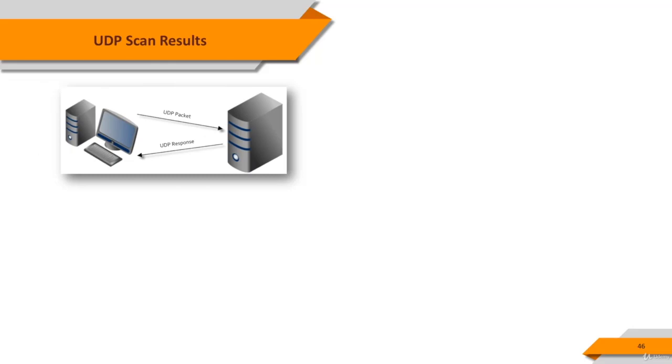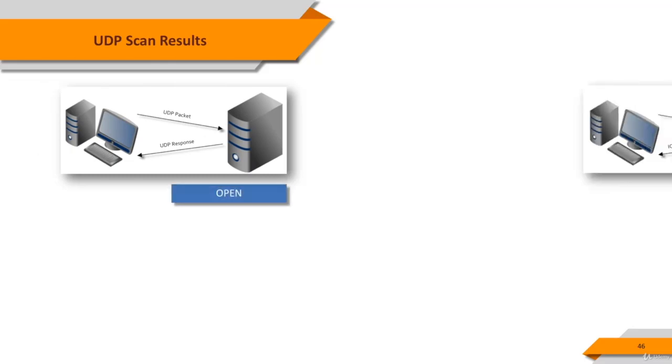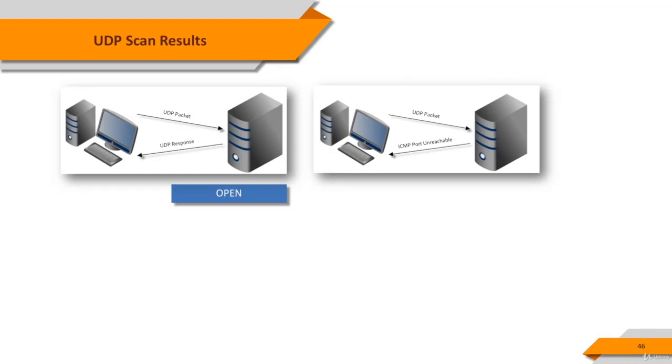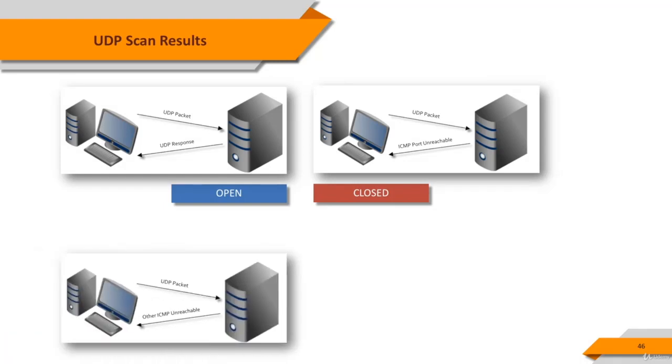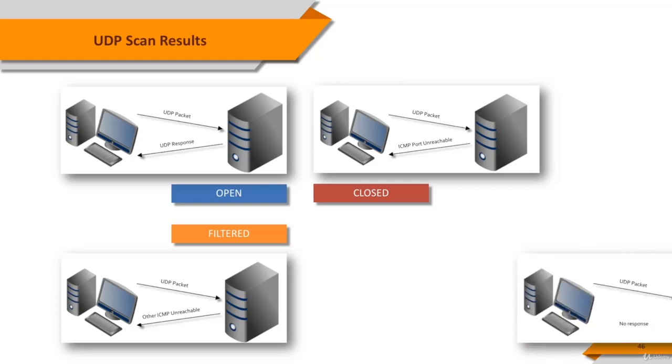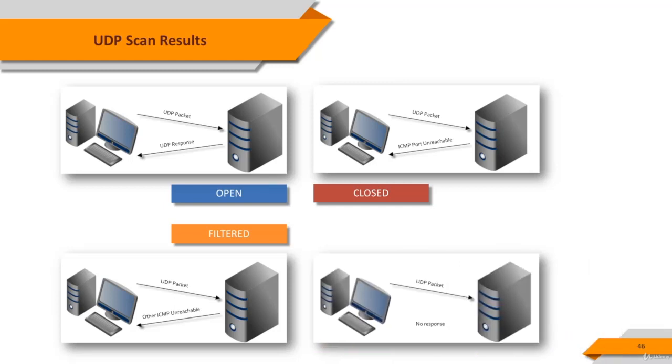Occasionally, a service will respond with a UDP packet, proving that it is open. If an ICMP port unreachable error, type 3, code 3, is returned, the port is closed. Other ICMP unreachable errors, type 3, codes 0, 1, 2, 9, 10, or 13, mark the port as filtered. If no response is received after retransmissions, the port is classified as open|filtered.